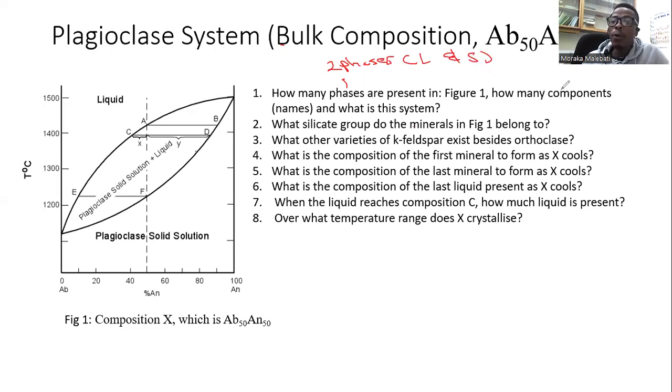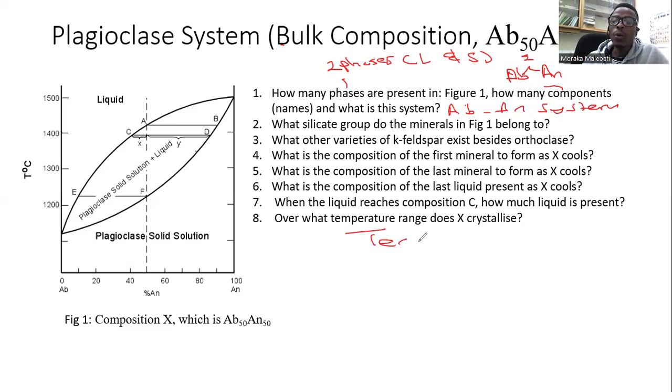And then how many components? In terms of components, we have albite and anorthite. So we've got two, called albite and anorthite. And what is the system? The system is the albite-anorthite system. Now, what silicate group do these minerals belong to? They belong to tectosilicates.